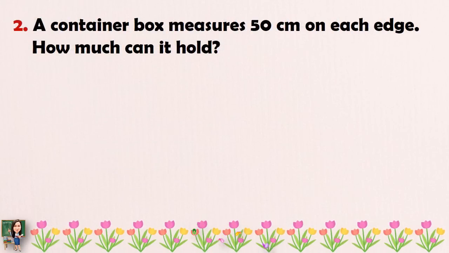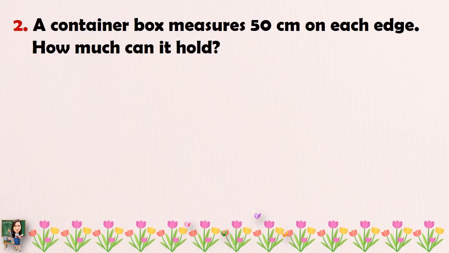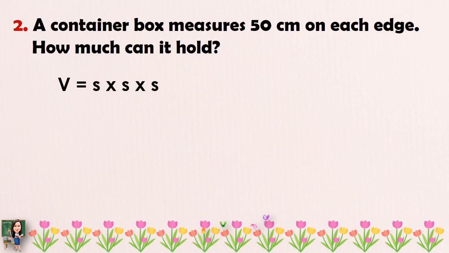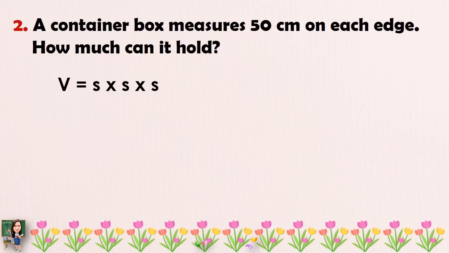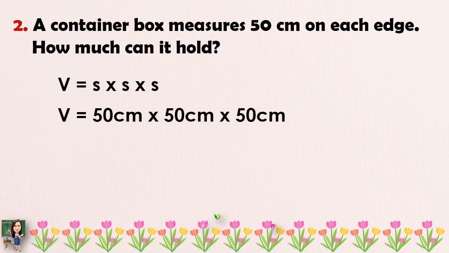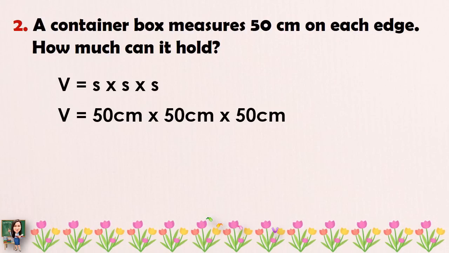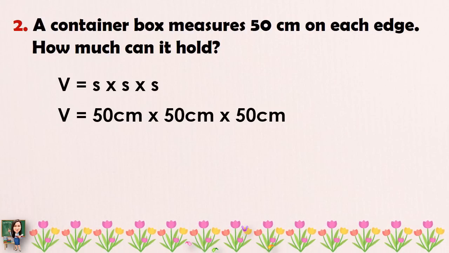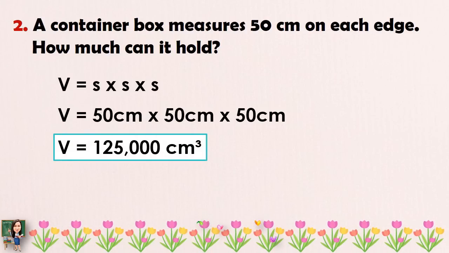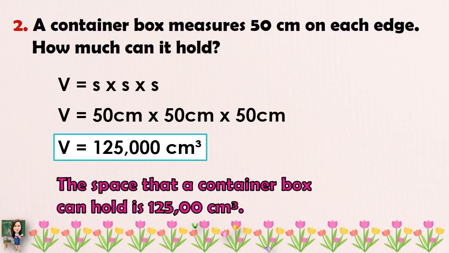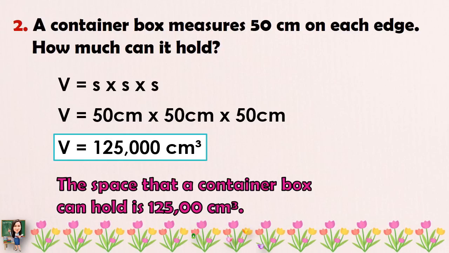Number 2. A container box measures 50 centimeters on each edge. How much can it hold? Use the formula, volume equals side times side times side, or volume equals 50 centimeters times 50 centimeters times 50 centimeters equals 125,000 cubic centimeters. The space that a container box can hold is 125,000 cubic centimeters.